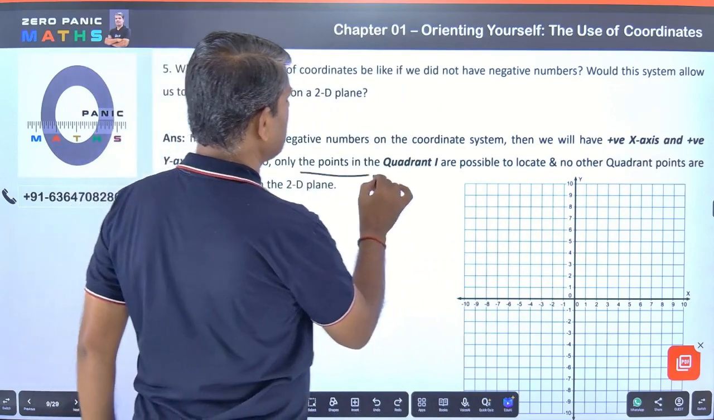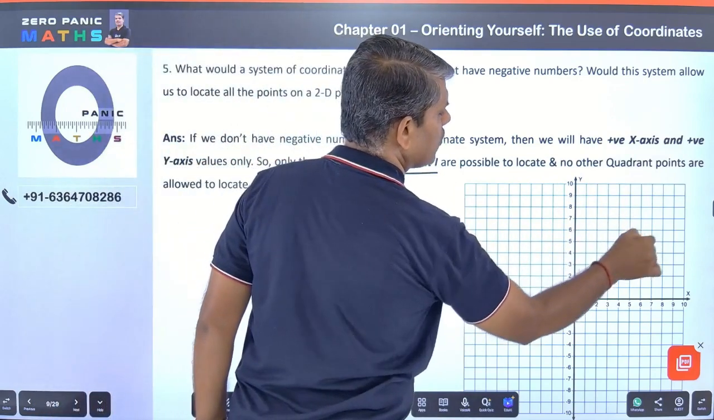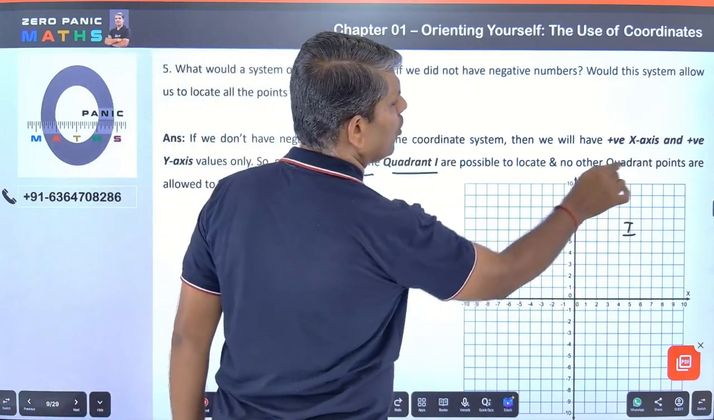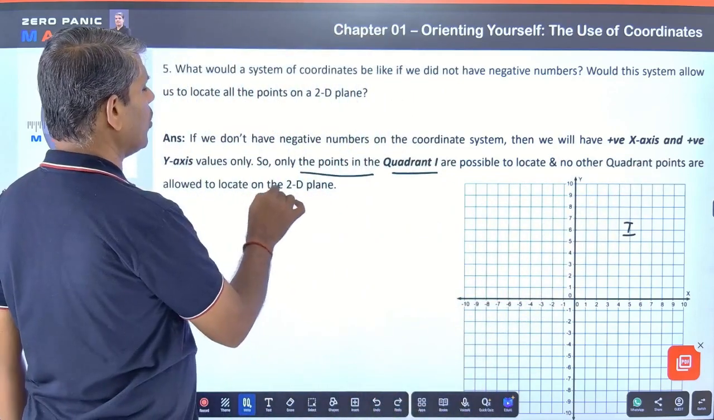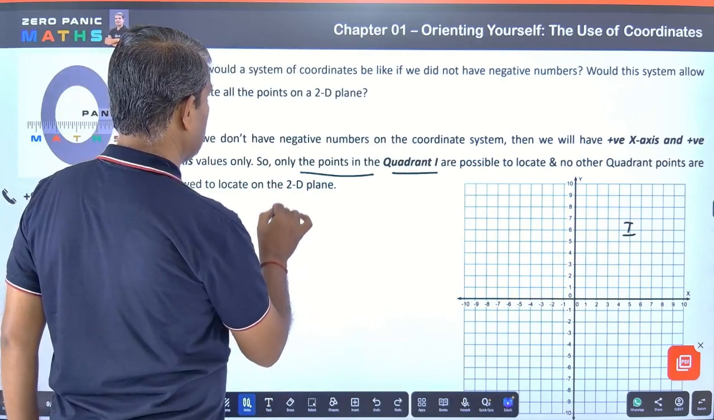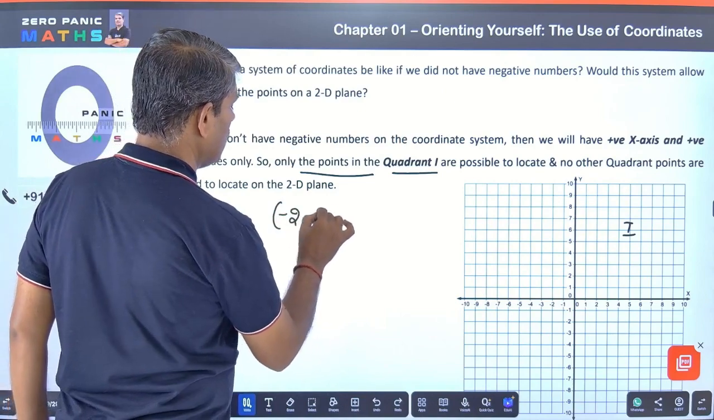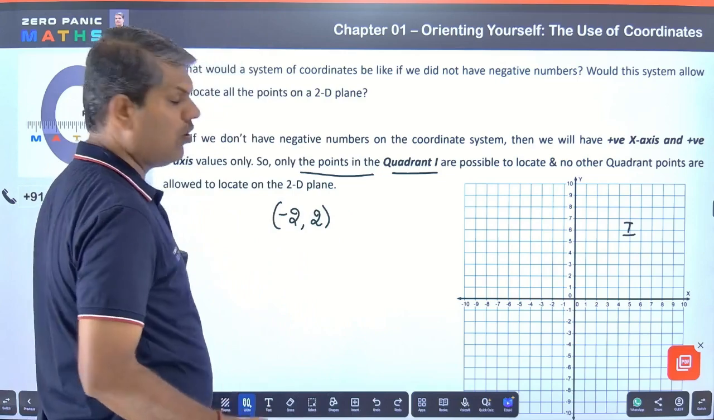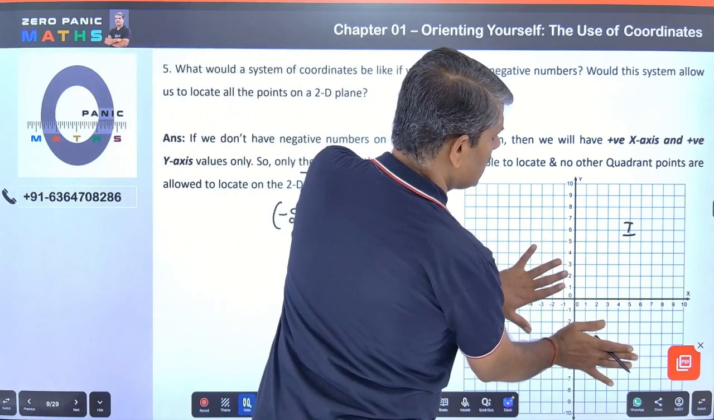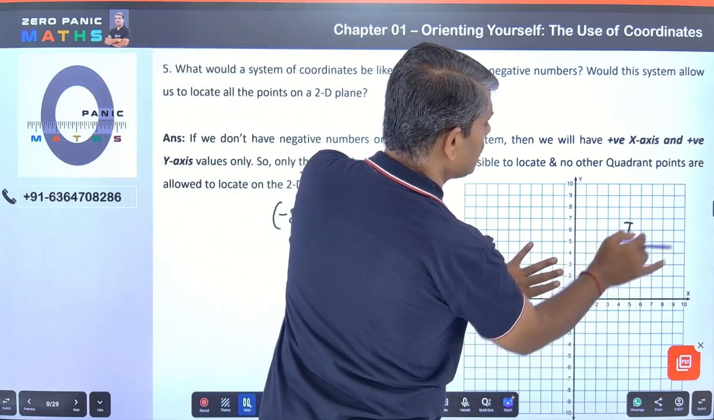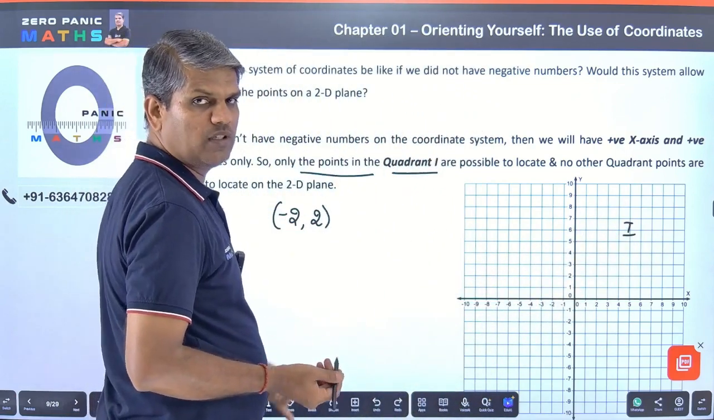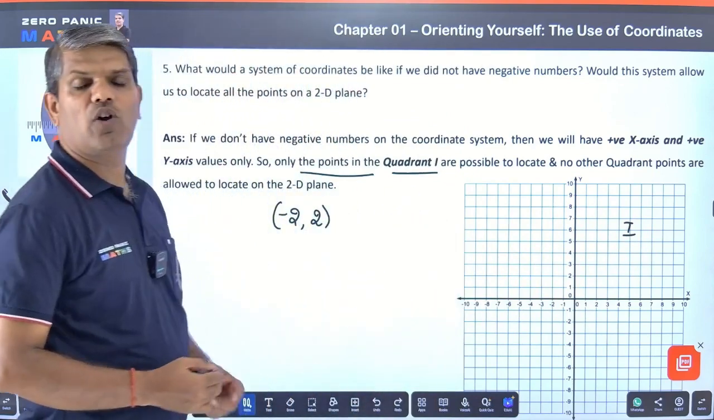So only the points in the first quadrant, quadrant 1, are possible to locate, and no other quadrant points can be located in the 2D plane. Suppose we are asked to plot the point (-2, 2) with a negative x-axis value. There is no negative coordinate available, so how do you locate this -2? It is not possible. So that is the answer for this question.